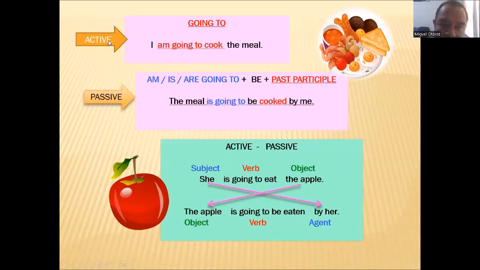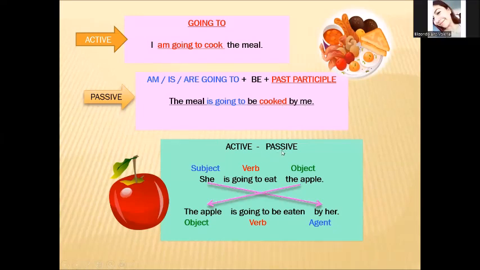In active voice, I am going to cook the meal. But if we change it to passive, we are going to find is, are, going to, then be. Going to be, is going to be, are going to be, then the past participle of the main verb. The meal is going to be cooked by me.